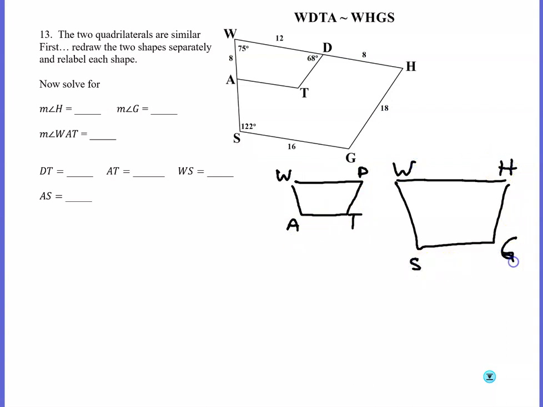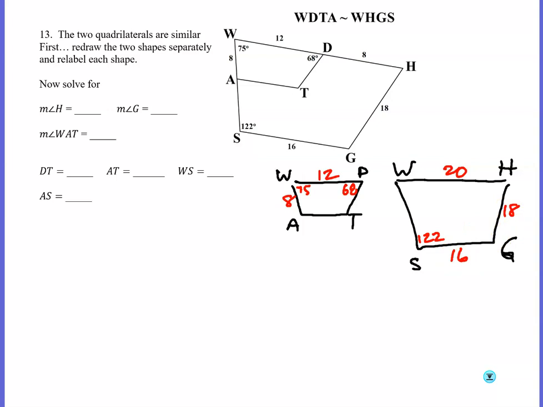WHGS. Okay. Let's see, we also have some angles we can label. So I'm going to label this little guy was 75, this was 68, and this was 122. And then we had 12, we had 8, and then the big guy, careful, the big guy, this whole side isn't just 8. This whole side is all of that. Add these two things together, we get 20. That's the big important one. We get 18 here, and we get 16 here.